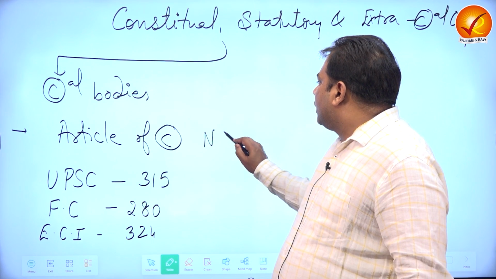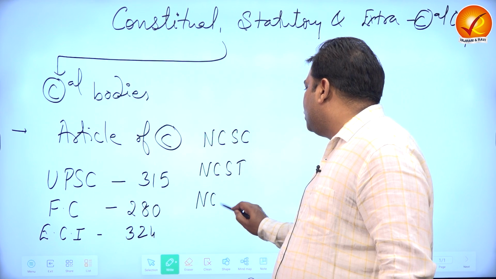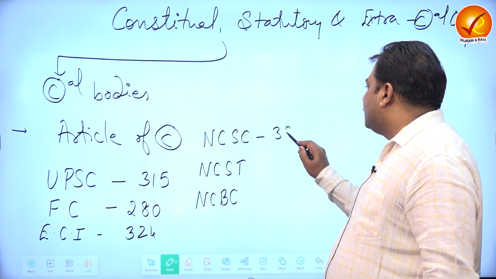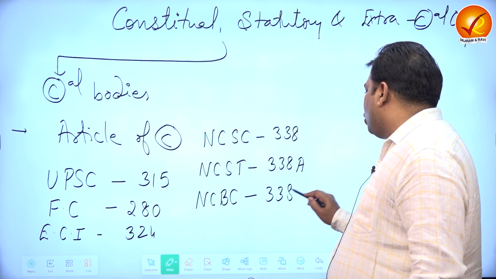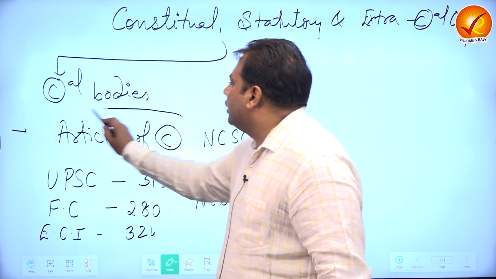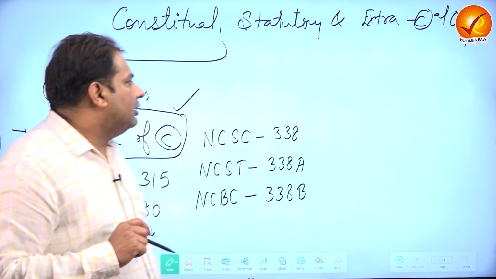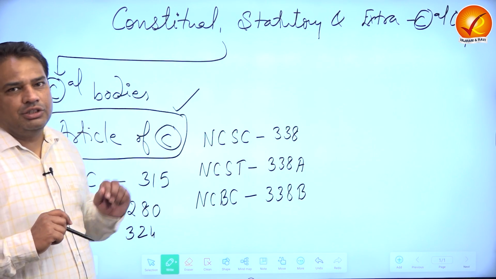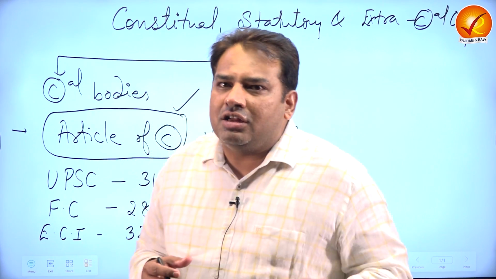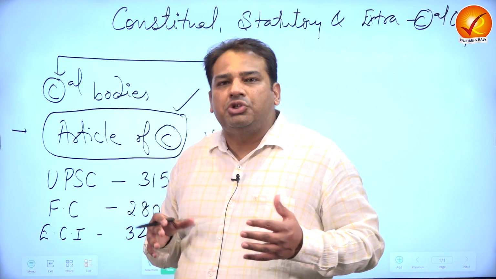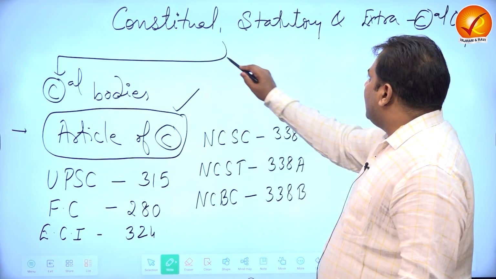Then the National Commission for Scheduled Castes, National Commission for Scheduled Tribes and National Commission for Backward Classes. These are also under Article 338, 338A and also 338B. All these institutions are mentioned under a specific article of the Constitution. And therefore, these organizations fall under the broader term, constitutional bodies. And that's why these are stronger and more powerful organizations, because their working, their appointment, their removal is largely governed by the constitutional provisions itself.